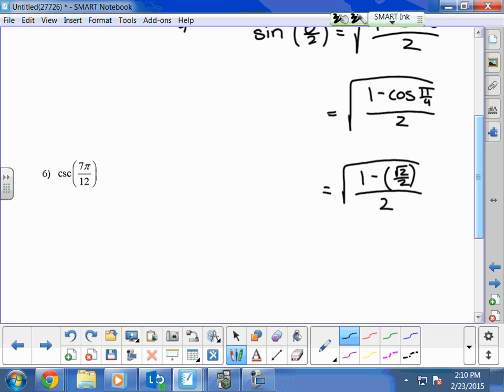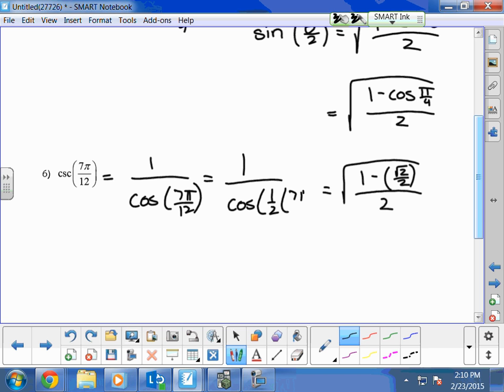If anything, when you work on this one, this is just going to be 1 over cosine 7 pi divided by 12, which means you have 1 over cosine of 1/2 of 7 pi divided by 6. So you do this half angle formula and you solve this one.